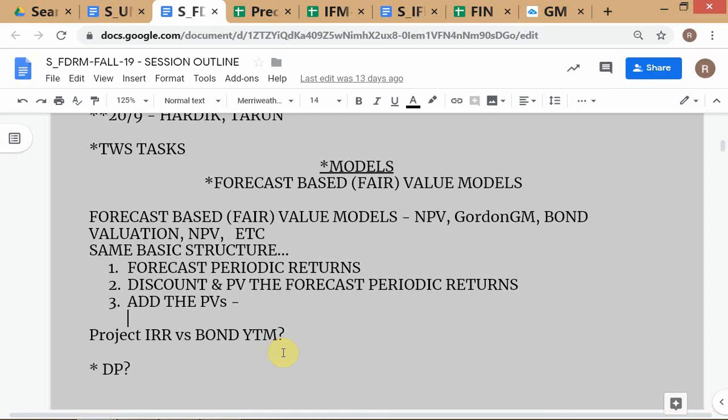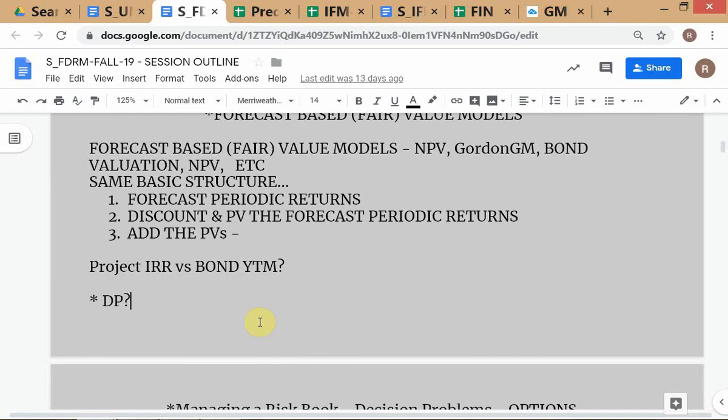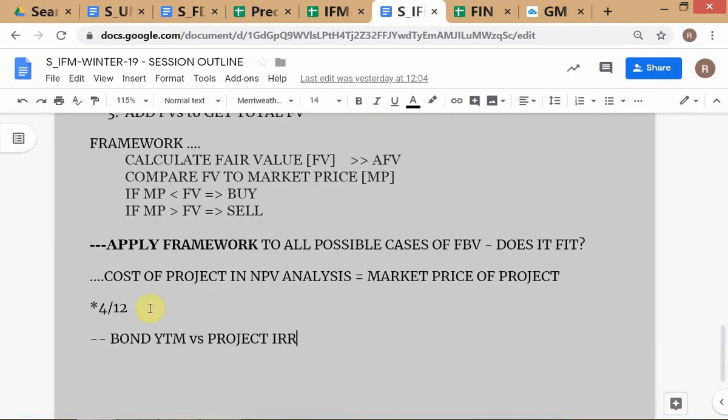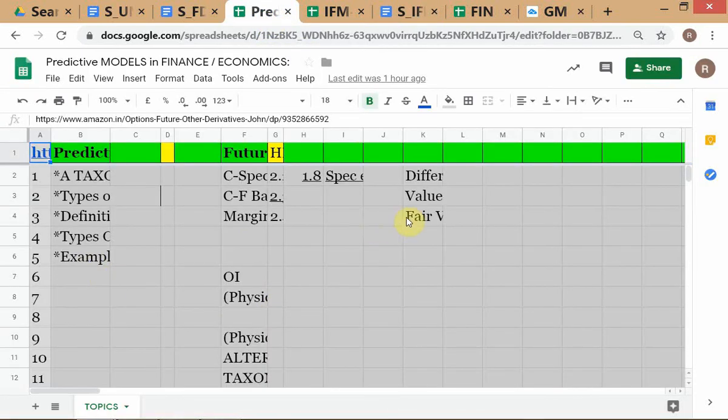So we are here, we are going to cover this point, right? Project IRR versus bond YTM. Now what happened? This is hanging a little bit. No, this is actually the wrong one here. So we have done this more or less. Everything is now covered. Now I think we are ready to move on. Let me just check if I have any other topic to cover. Examples of, I think we have made it pretty much done.